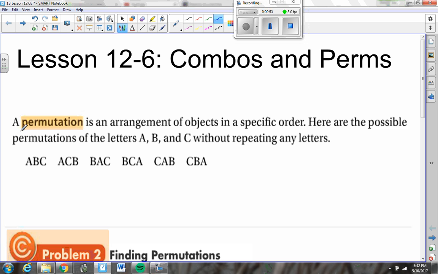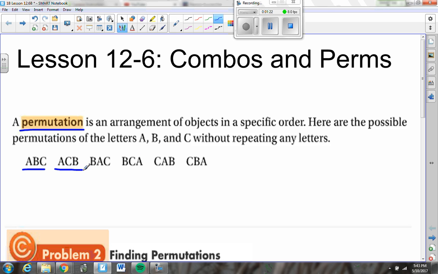That's called a permutation. A permutation is an arrangement of objects in a specific order. The order in this case is very, very specific. Now, they show you an example here where they have organized the letters A, B, and C, taking all 3 of them and mixing up the order without repeating any letters. There are 6 ways that we can do that.